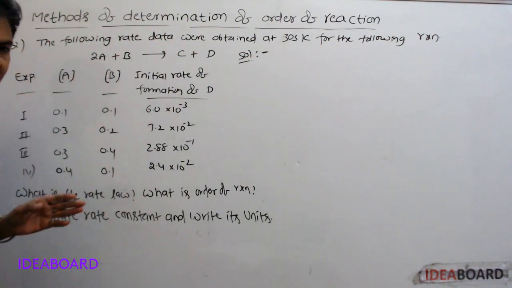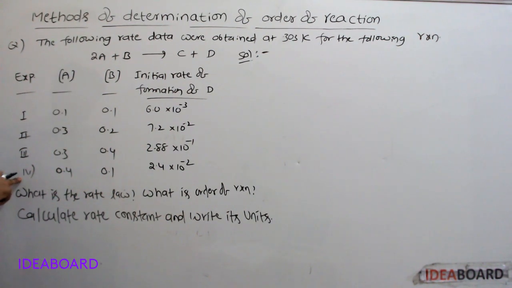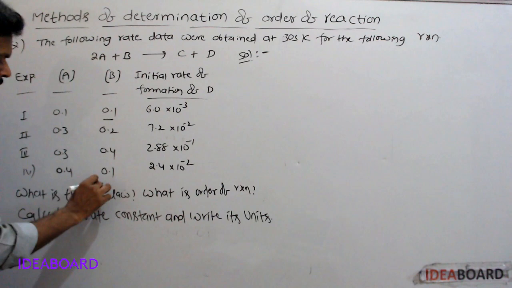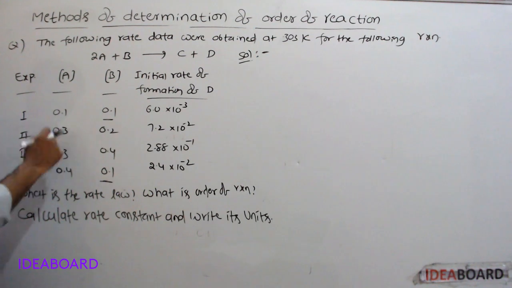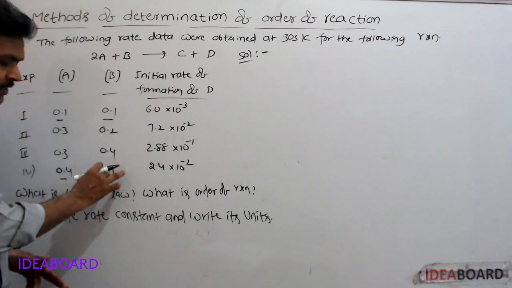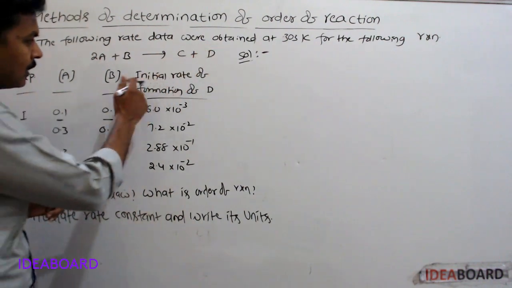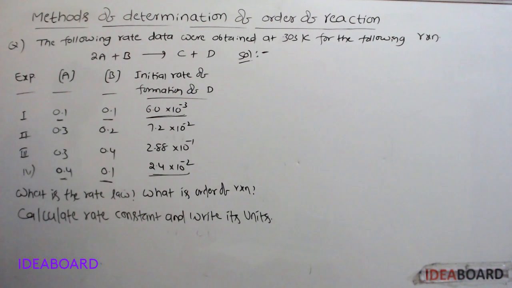See, first observe from this. I am taking first experiment and fourth experiment. Here B concentration remains constant. By keeping B concentration constant, 0.1, 0.1, A concentration increased by 4 times. Then observe rate of formation of D. Rate of formation of D increased by how many times?